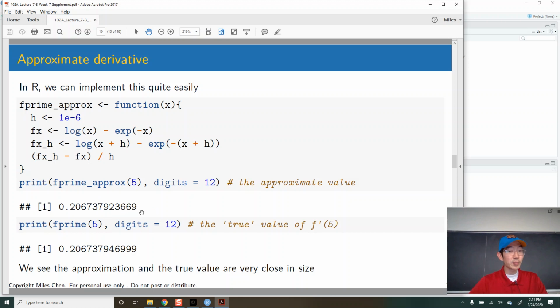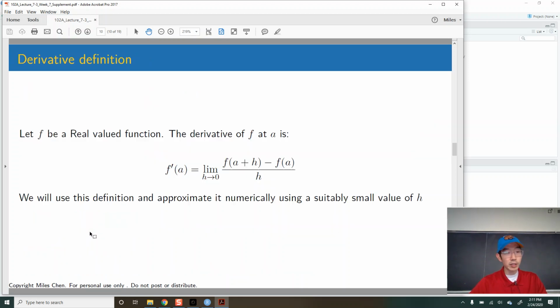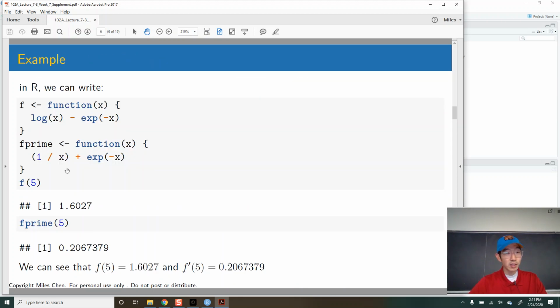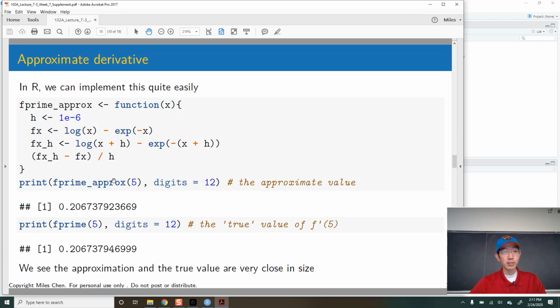So if I take the approximate value, I get 0.2067379236669, and then the actual value that we calculated using math is pretty much the same. Maybe the last 5 digits are different, but the first 7 digits are the same, the last 5 are off, which is pretty good.